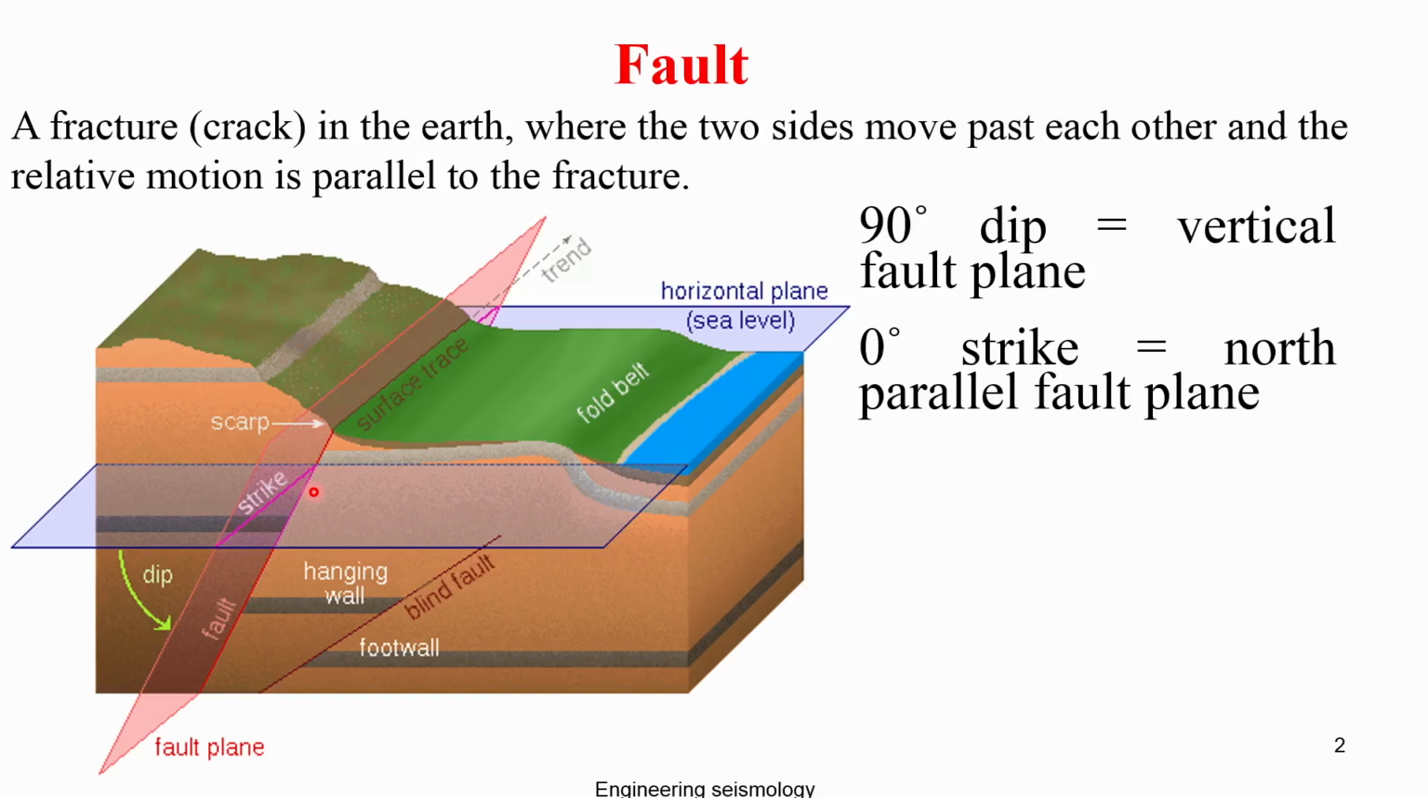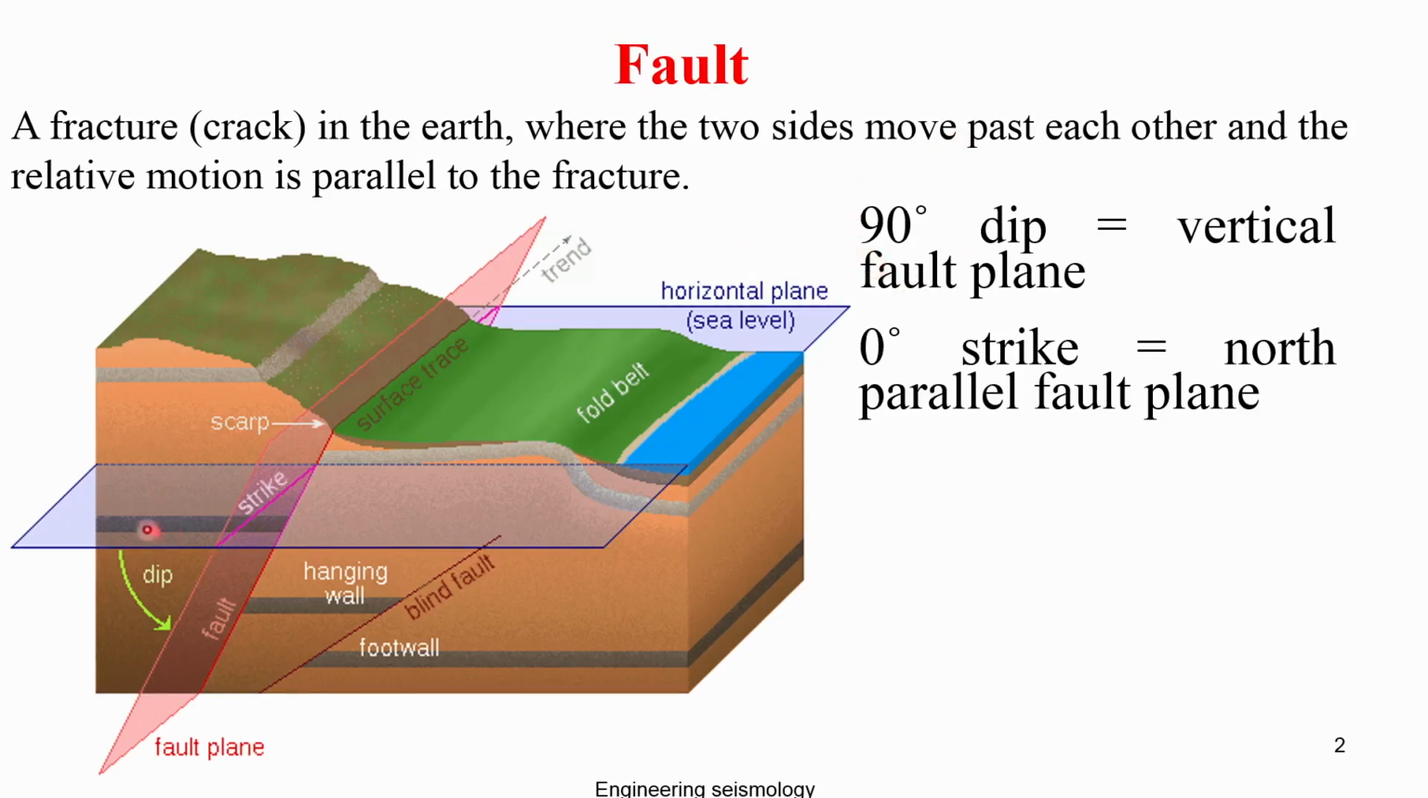The fault consists of both sides of the weak zone. One side is called the hanging wall and the other side the footwall. The line of the fault is called the fault plane. The angle the fault plane makes with the horizontal plane is called the dip, you can see. If a fault is perfectly vertical, you have a 90-degree dip.